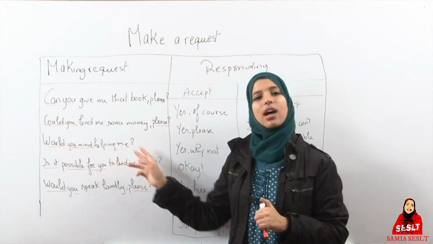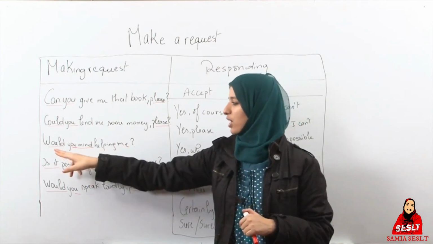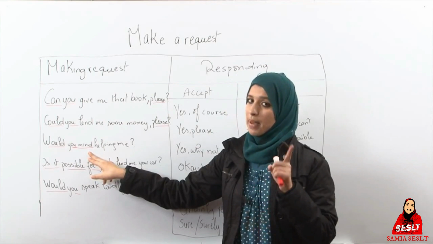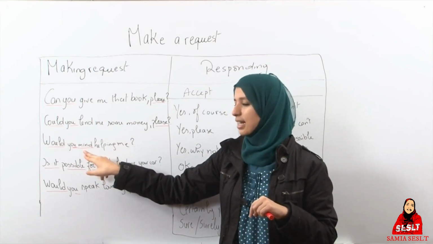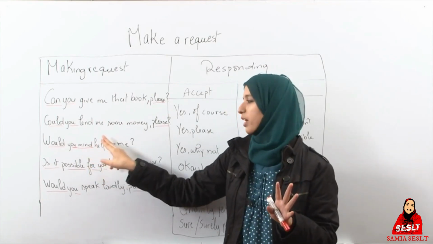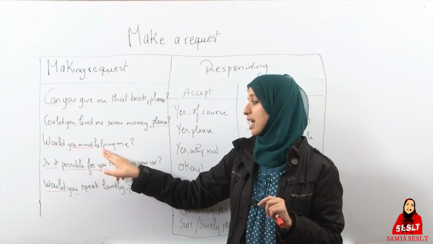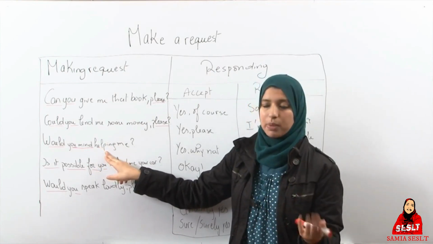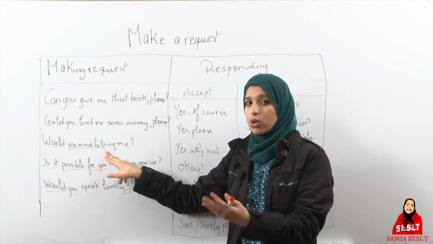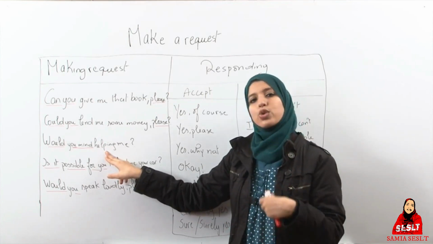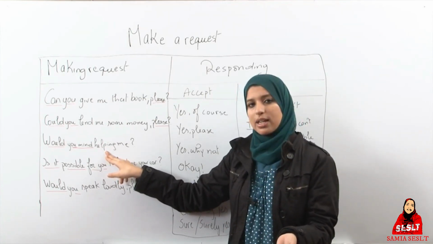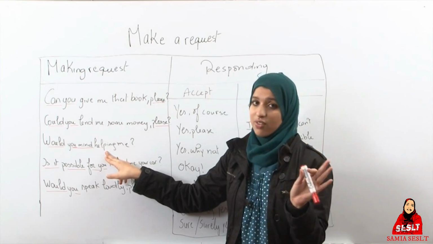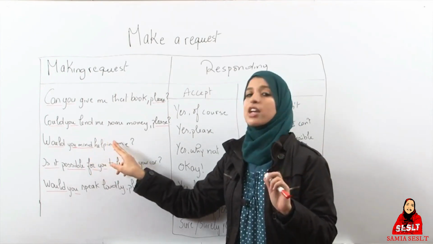Would you mind helping me? Here we have the expression, would you mind? Pay attention right here. Mind is always followed by a gerund. So we have verb plus ing. Would you mind helping? Would you mind opening the door? Would you mind closing? Would you mind giving me? All right? So there is no infinitive after mind. We have all the time a gerund.